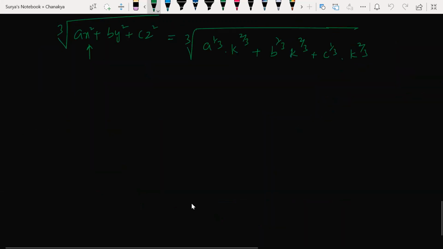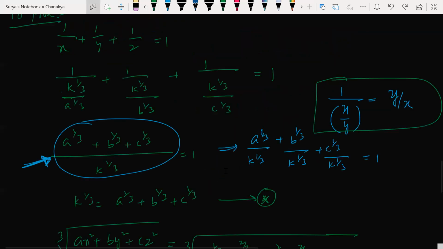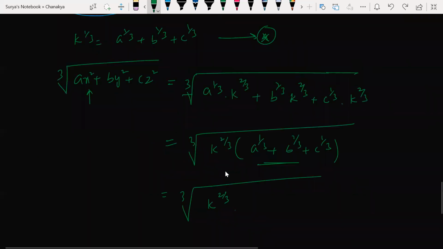So this is what I just got here. Now cube root of k to the power of 2 by 3 is common everywhere. So a to the power of 1 by 3 plus b to the power of 1 by 3 plus c to the power of 1 by 3 here. Correct? So now cube root of k to the power of 2 by 3 into, guys, what is the answer of this? A to the power of 1 by 3 plus b to the power of 1 by 3 plus c to the power of 1 by 3. The answer is what? Look at it here. From the star equation, I can write this as k to the power of 1 by 3.